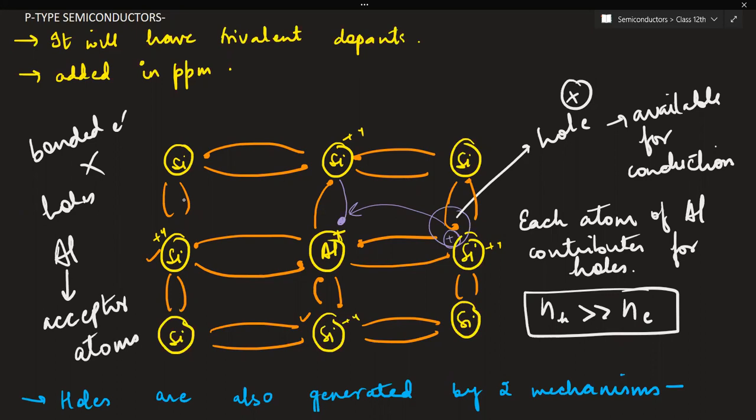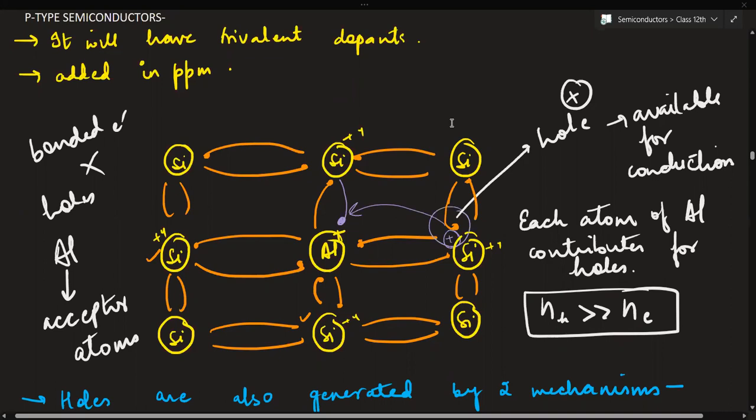And what was the name given to the pentavalent atoms? Trivalent are acceptor atoms. Pentavalent were donor atoms. Yes or no? Salman, yes. Khalid. Maimuna, are you present? Okay, Maimuna. Fine class.